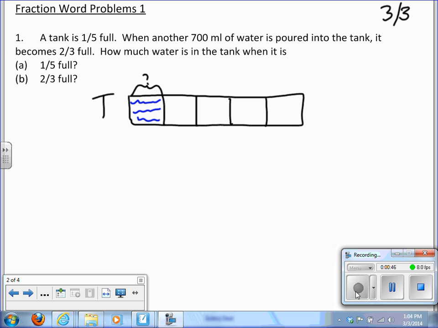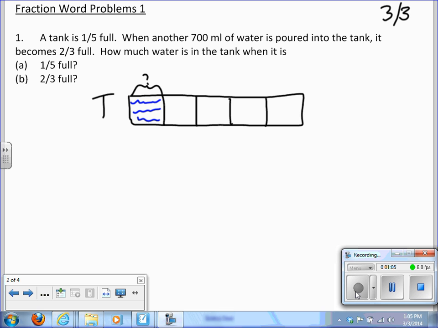Okay, then what happens in the problem? Maybe you don't know how to model it, but you can tell me at least what happens. Marissa? You add 700 milliliters and then it becomes 2/3 full. So after 700 milliliters are added, 1/5 of the tank plus 700 milliliters, then the tank is 2/3 full.